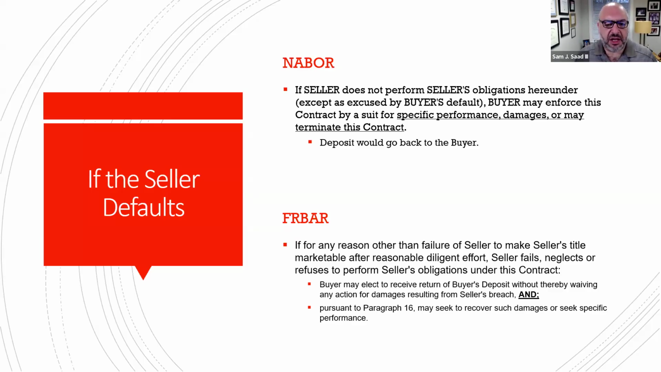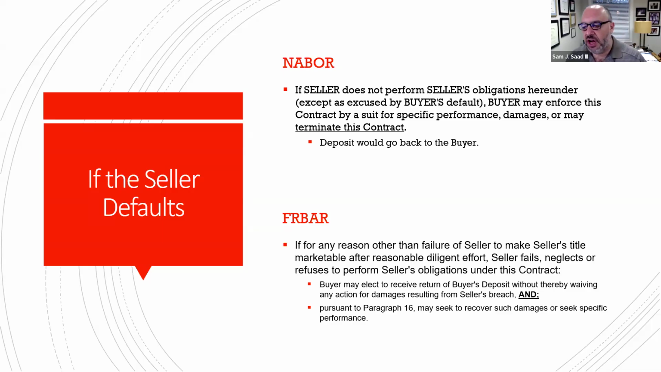Under NABOR, if the seller does not perform seller's obligations hereunder, except as excused by buyer's default, buyer may enforce this contract by a suit for specific performance damages or may terminate this contract. And if they do terminate, the deposit goes back to the buyer. So the buyer, if the seller defaults, which is very hard for the seller to default because all they have to do is show up at closing with marketable title.